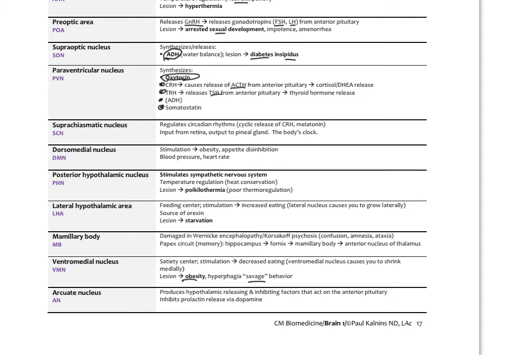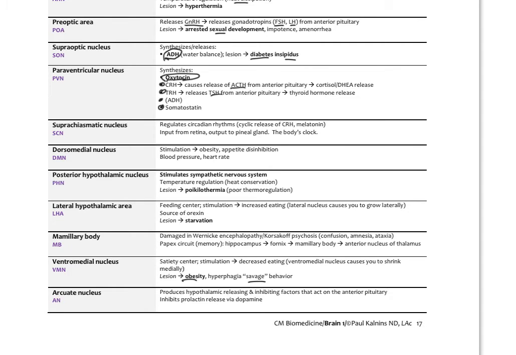And then the arcuate nucleus, AN, is going to produce hypothalamic releasing and inhibiting factors. They're going to act on the anterior pituitary. In particular, it inhibits prolactin, we'll see in the next little video, from the hypothalamus via dopamine. So this is the source of dopamine, which inhibits the anterior pituitary.